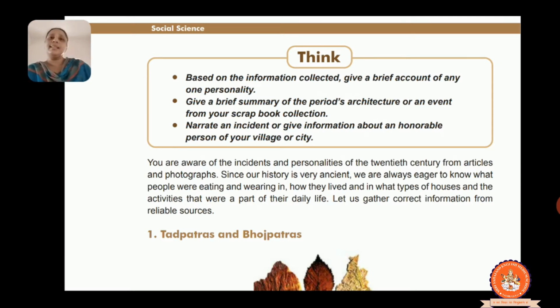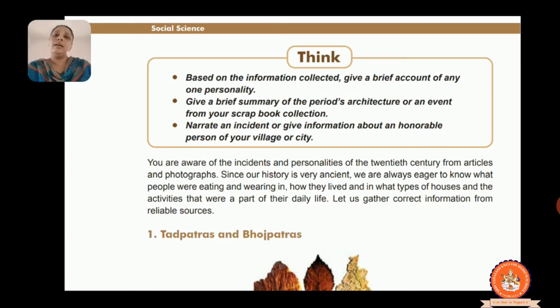Now in this lesson we will take a small piece of information about Tatpatra and Bhojpatra. We know what the history is from whatever was written. But how did they write at that time? Papers, books, pencils and erasers did not exist, because they started only about 200 years ago.